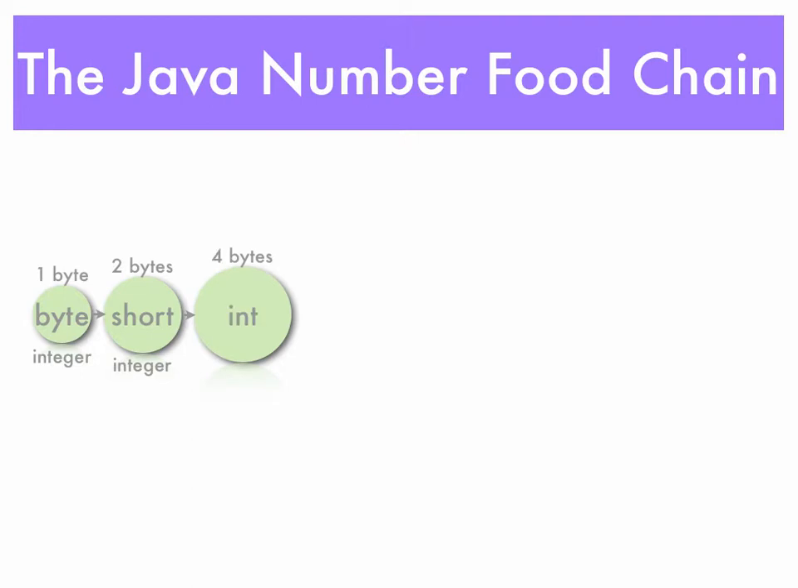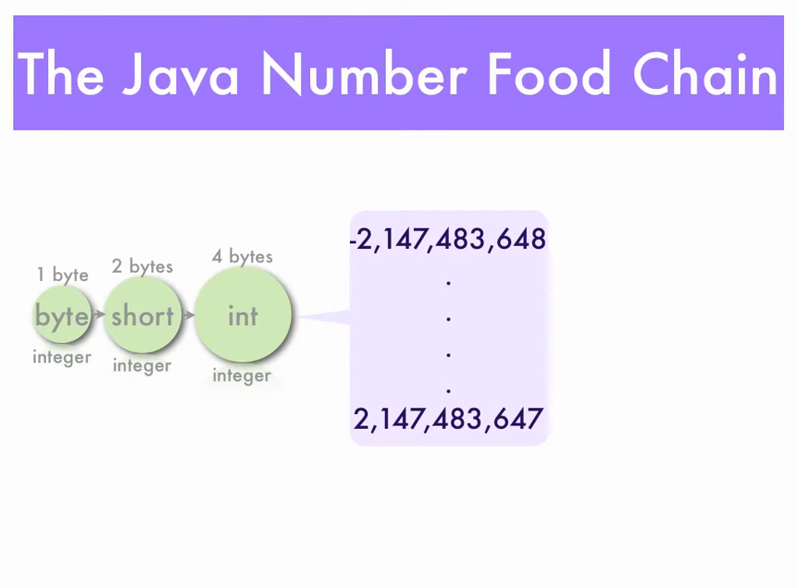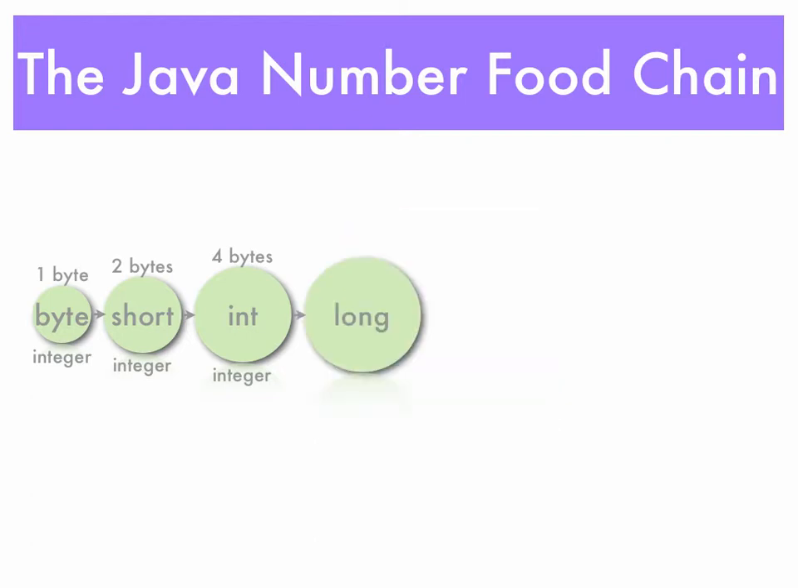Next in our food chain, the int. The int requires 4 bytes, also holds an integer, will hold a number in this range: -2,147,483,648 to +2,147,483,647.